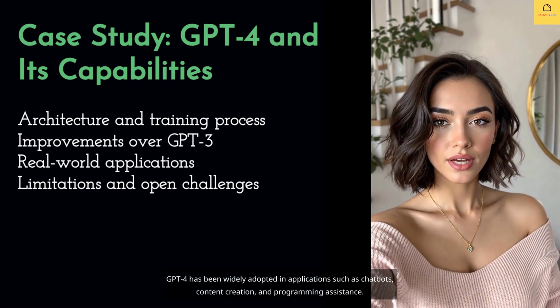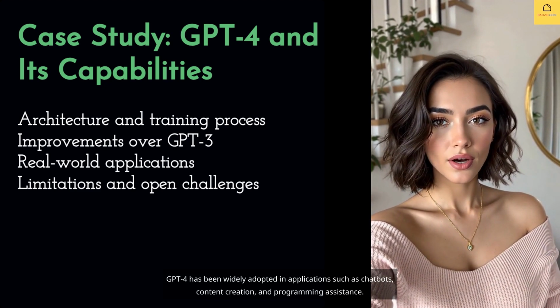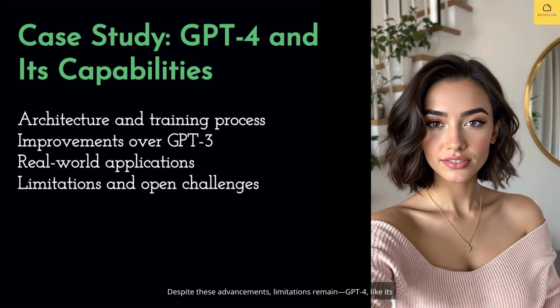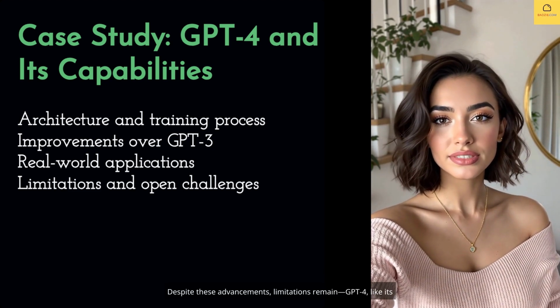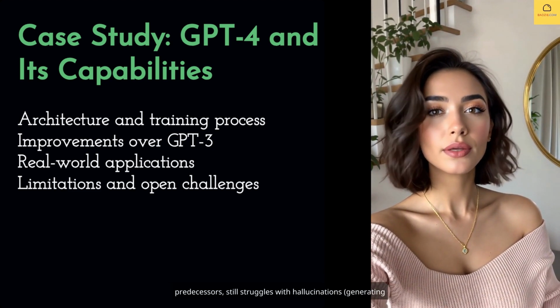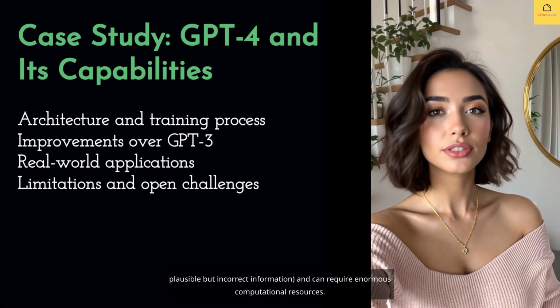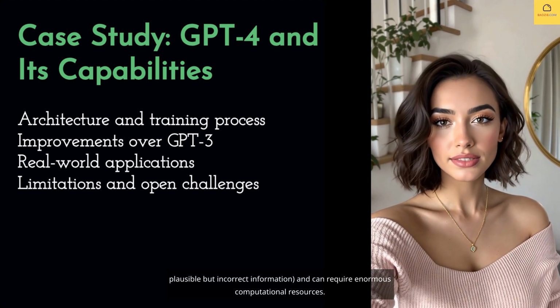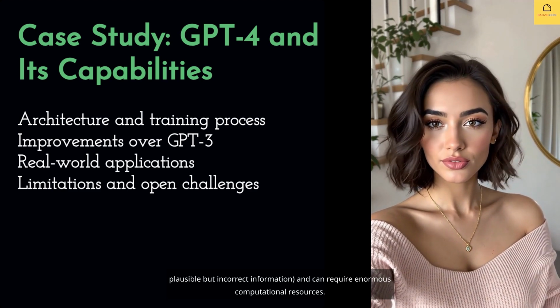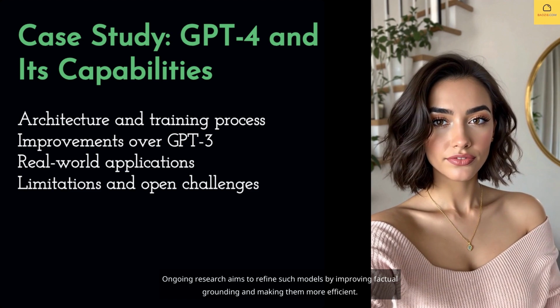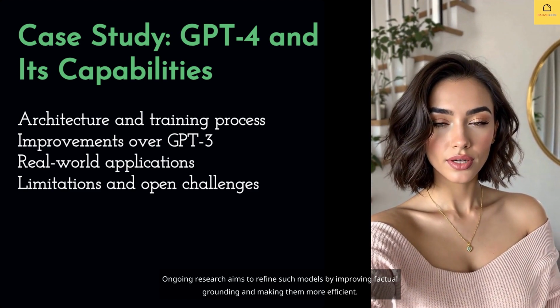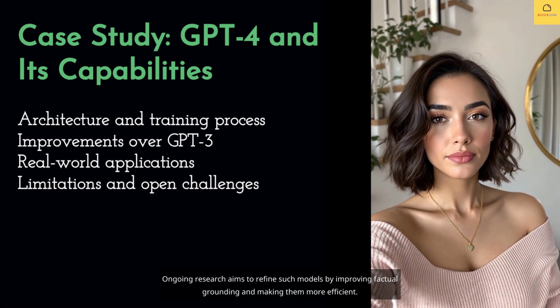One key improvement in GPT-4 is its ability to follow nuanced instructions and generate more coherent and contextually relevant responses. GPT-4 has been widely adopted in applications such as chatbots, content creation, and programming assistants. Despite these advancements, limitations remain. GPT-4, like its predecessors, still struggles with hallucinations, generating plausible but incorrect information, and can require enormous computational resources. Ongoing research aims to refine such models by improving factual grounding and making them more efficient.